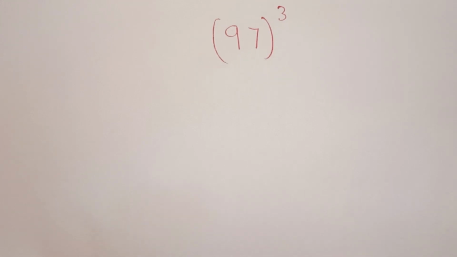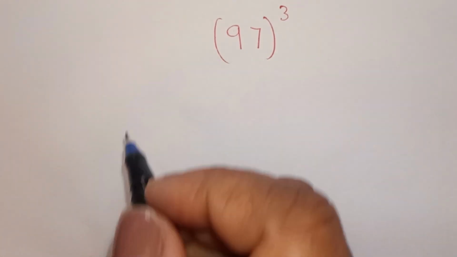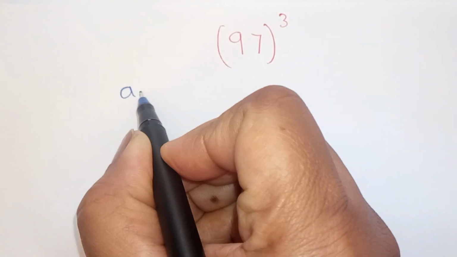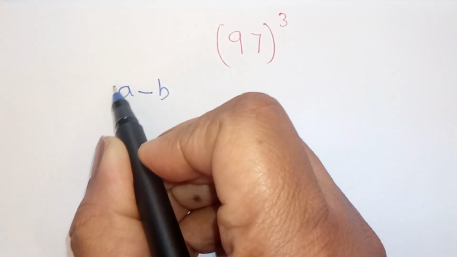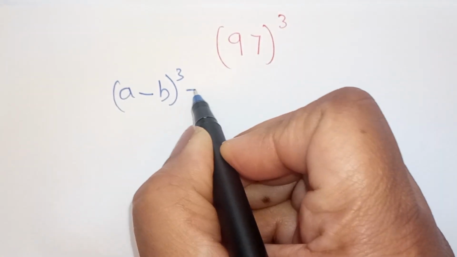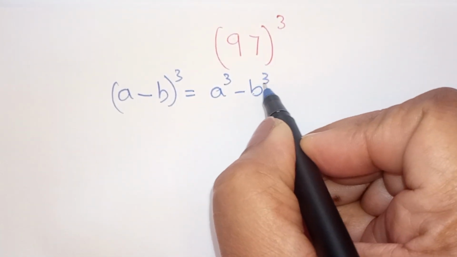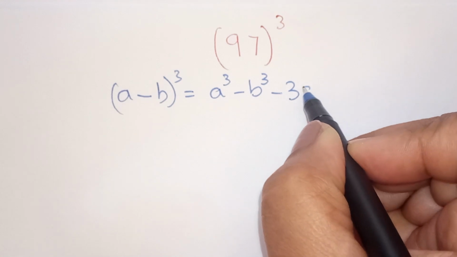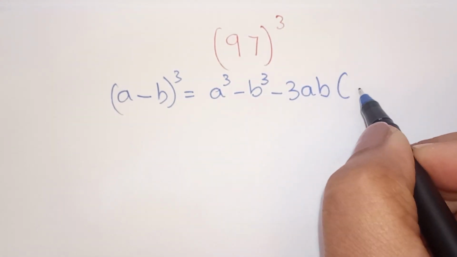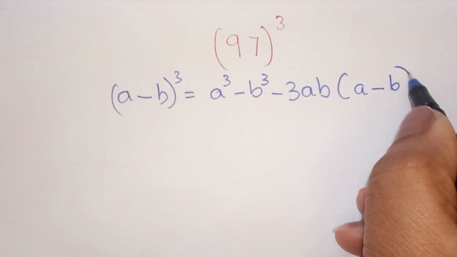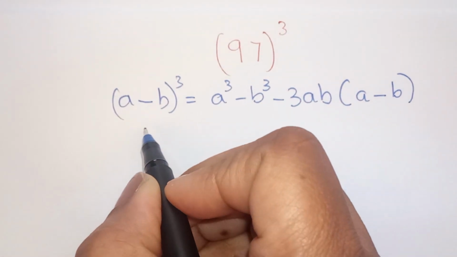Hi everyone, we have 97 to the power of 3. So don't forget this. We say (a minus b) to the power of 3 equals a to the power of 3 minus b to the power of 3 minus 3 multiplied by ab, brackets a minus b. Okay, so we're going to substitute.